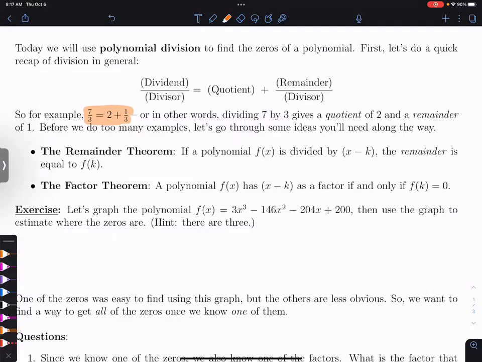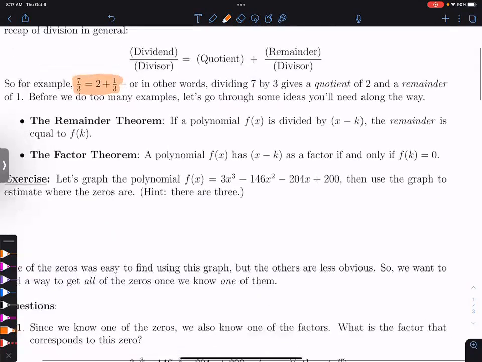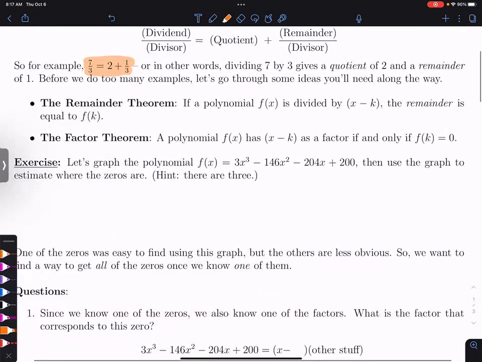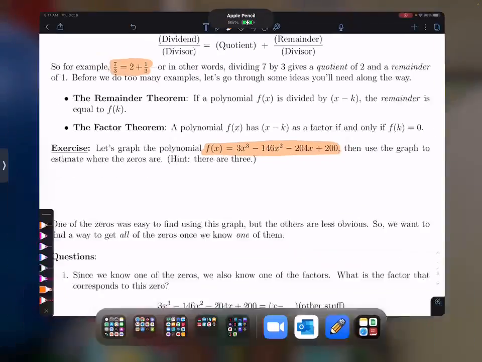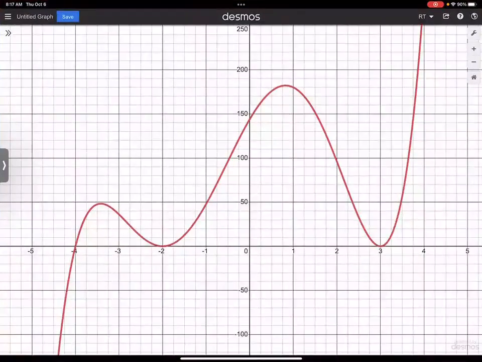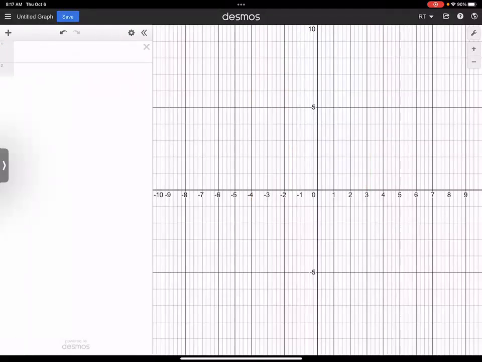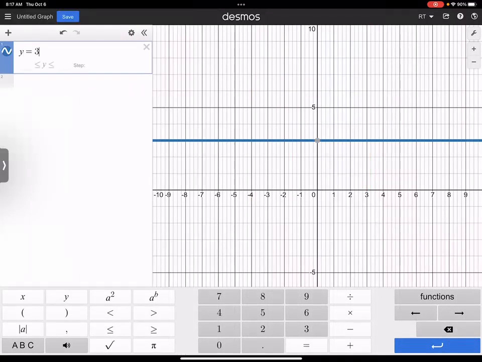Okay, so we're going to start with a big example. So graph this thing. Grab a calculator, Desmos, whatever, and graph that. Three x.